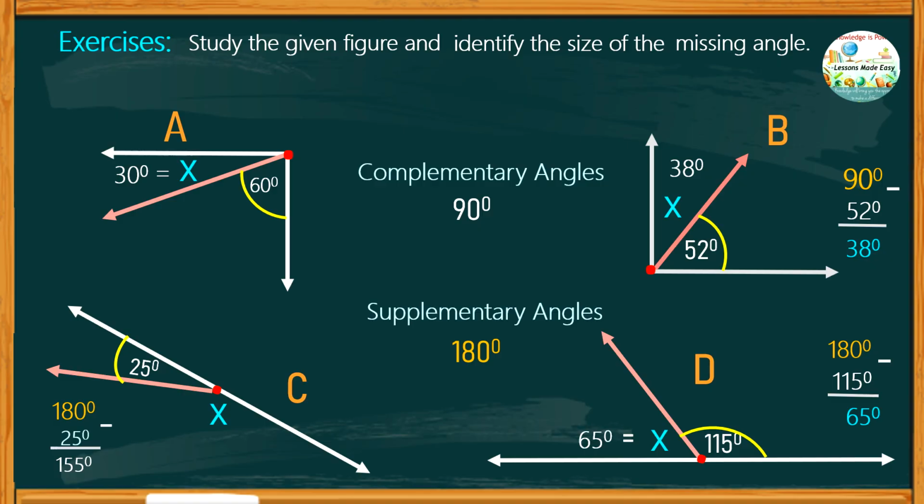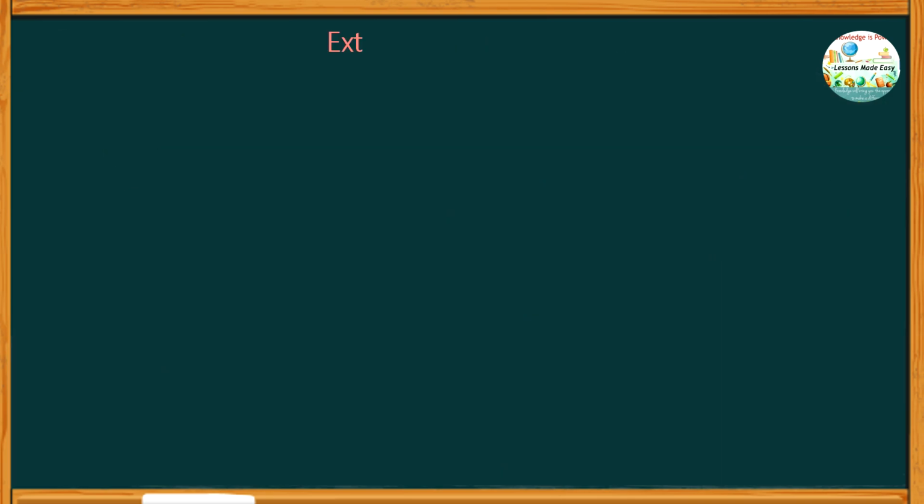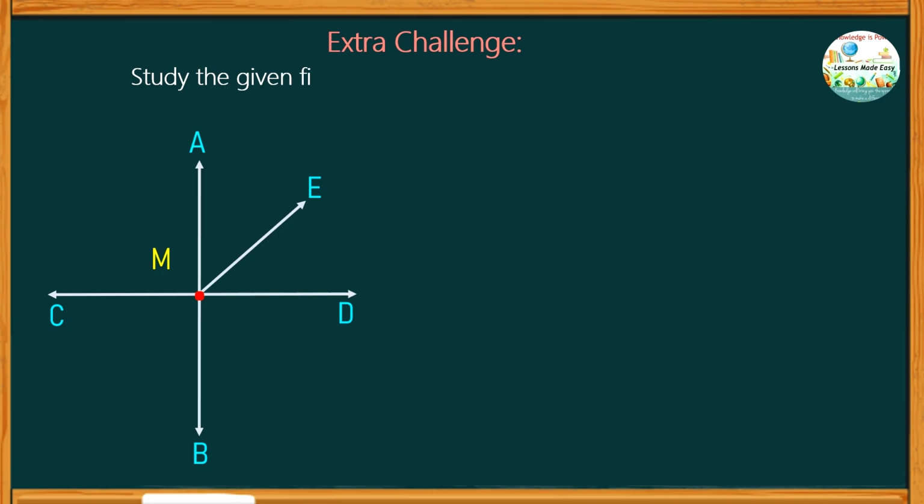One way to avoid mixing up these angles is to take note that C comes before S in the alphabet, and that 90 comes before 180. Here is an extra challenge. Study the given figure and answer the guide questions.